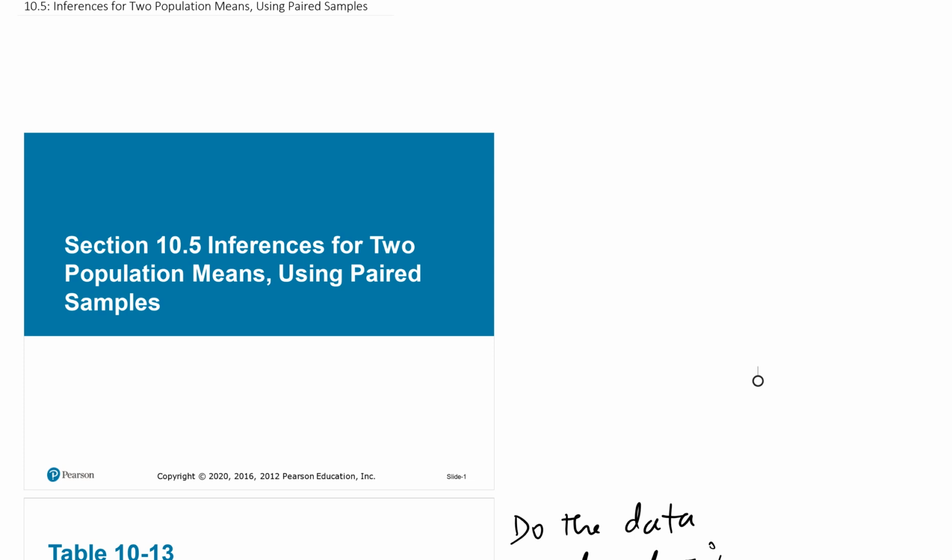Section 10.5, inferences of two population means using paired samples. So we're talking here about what? Two populations, and from each population we're going to withdraw a sample, and then we're going to pair these samples. That's why they're called paired samples. We're going to compare these samples and see if there is a difference between their means or not, which will generalize to the entire population. Is there a difference between the mean of the two populations or not? That's what this section is about.